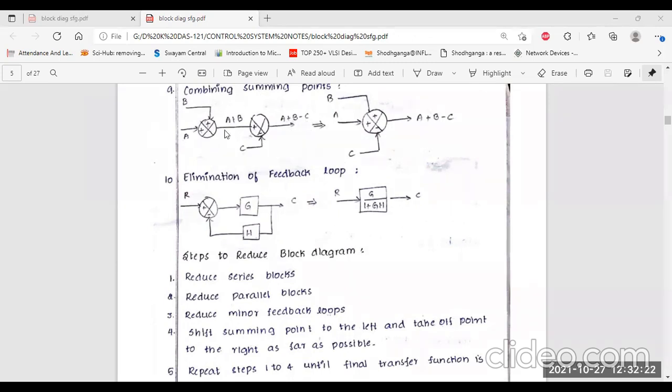So these two summing points can easily be combined: A, B, and C, where C is the negative point, the negative feedback loop. The equation is A plus B minus C. This is the output, and these two are the same. So you can easily combine the summing points in this way.